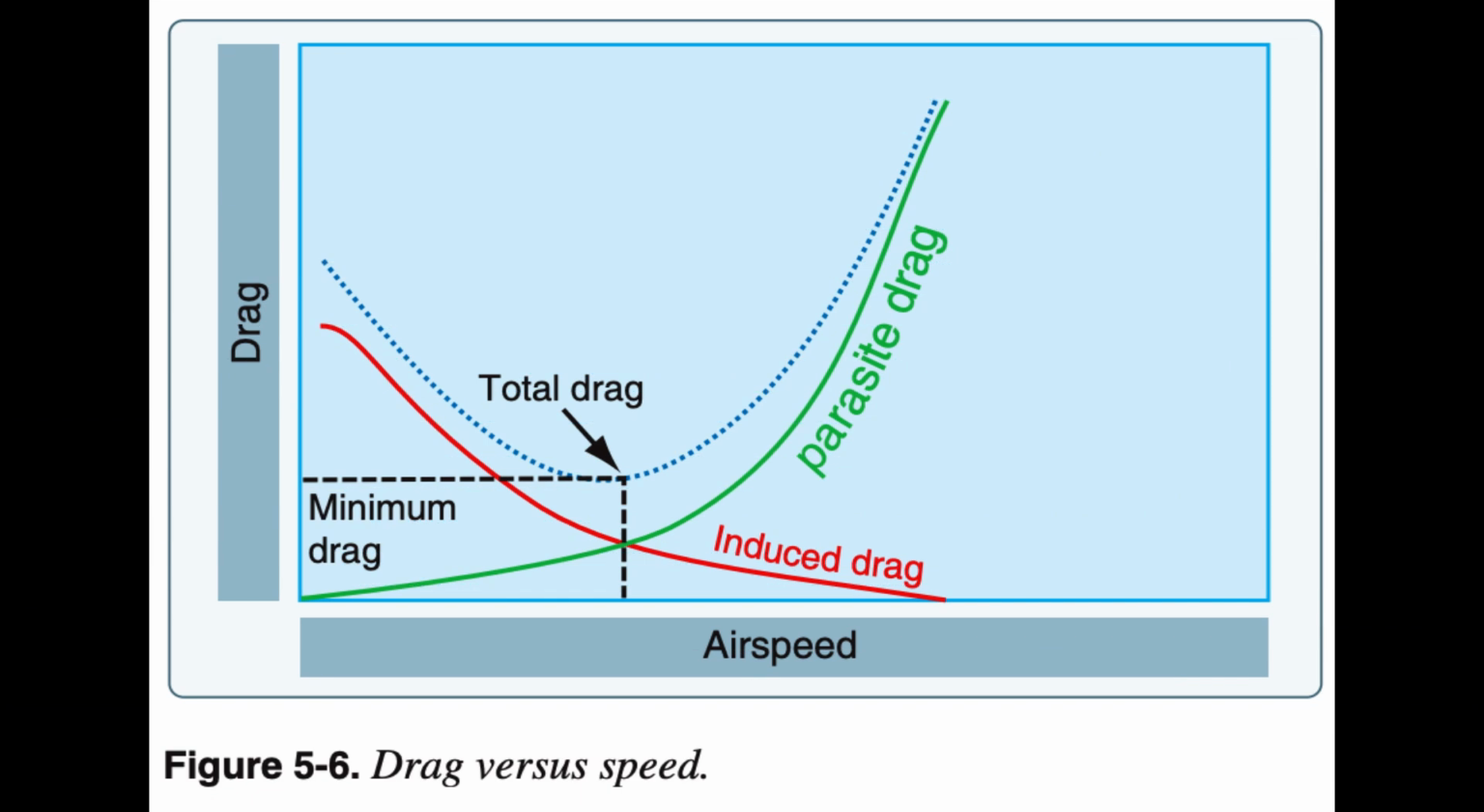Figure 5.6 depicts the L/D max by the lowest portion of the blue line labeled total drag. The configuration of an aircraft has a great effect on the L/D.